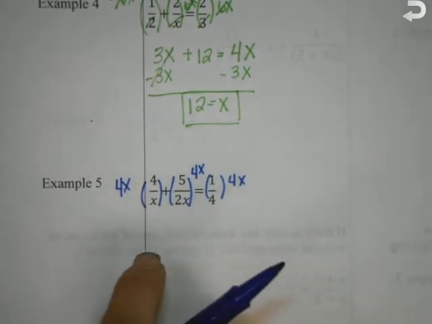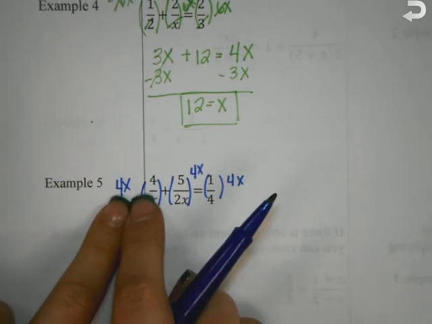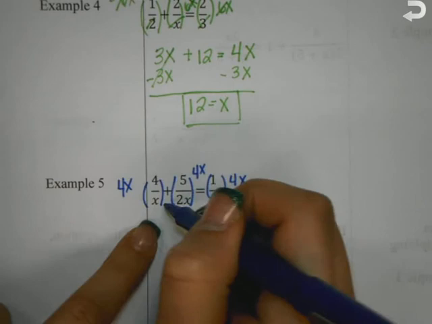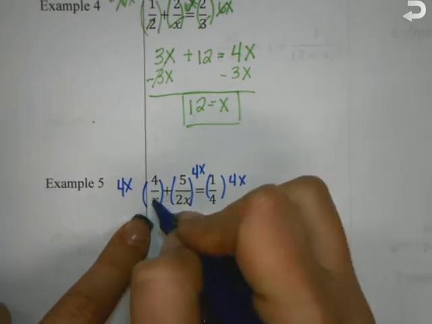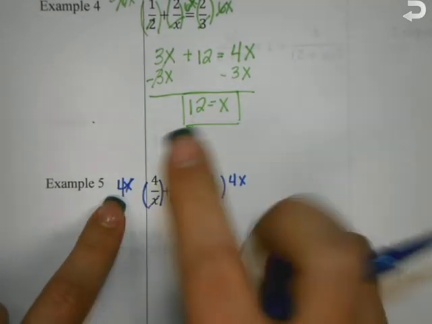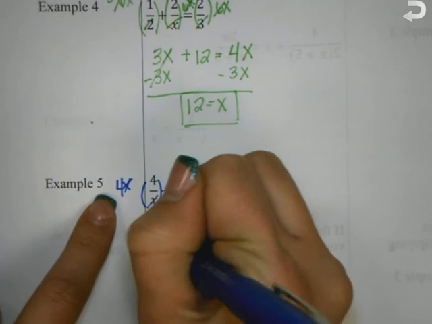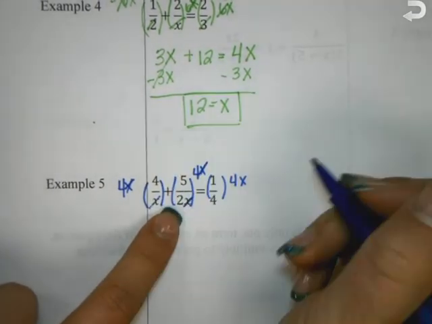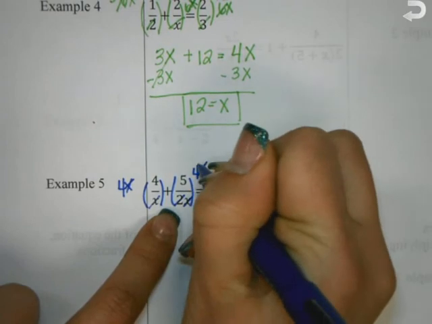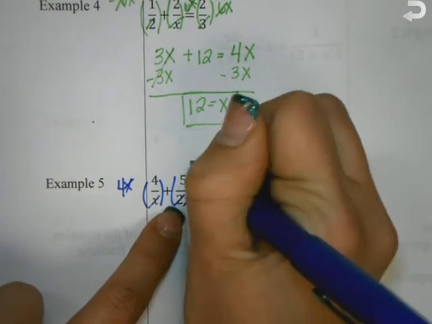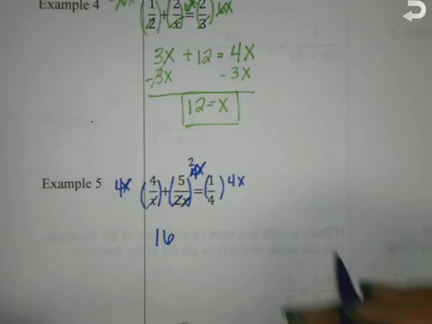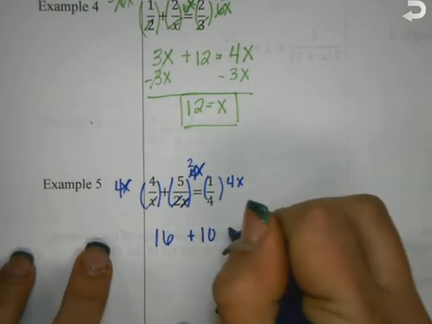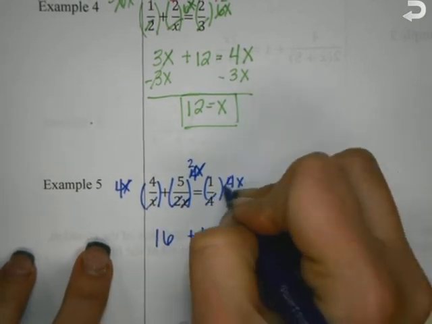Okay, so let's look at these two. What cancels here? The x's. So 4 times 4 gives me 16. What about here? The x's cancel, and 2 goes into 4 2 times. So that's plus 10 equals x. Okay, this one's nice and easy. What's 16 plus 10? So we get 26 equals x.